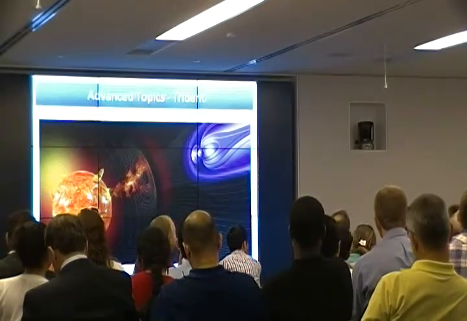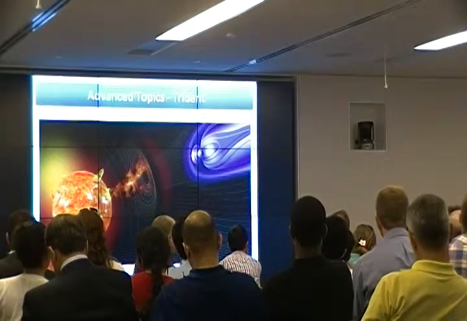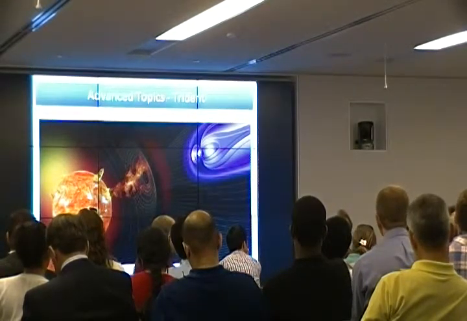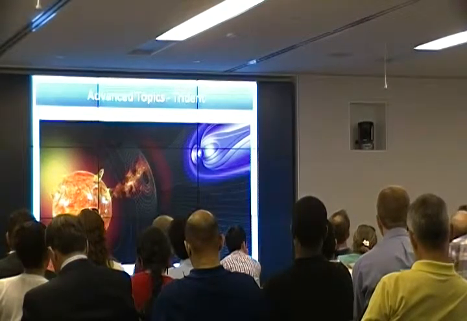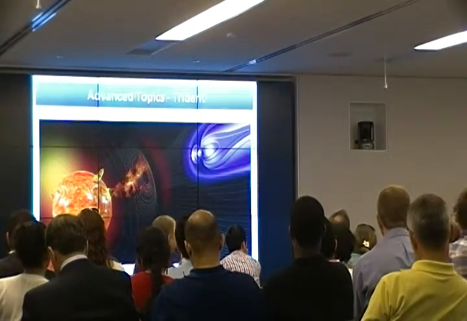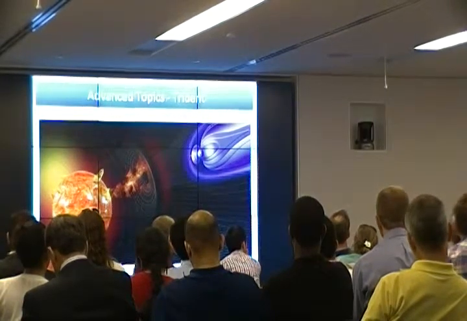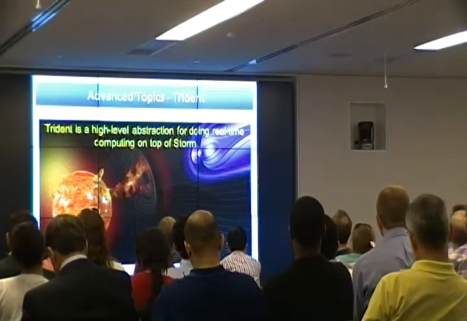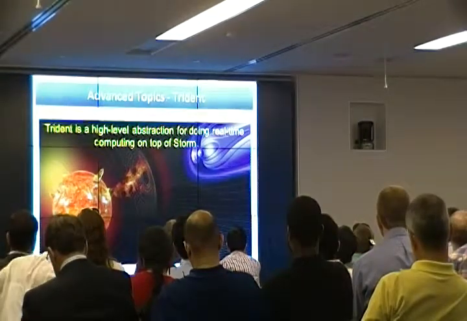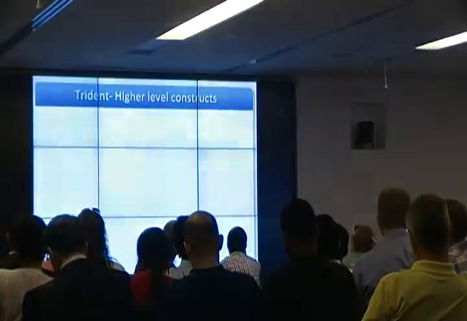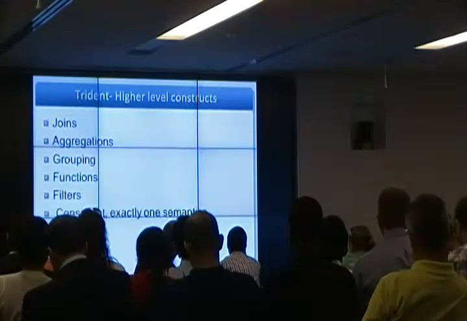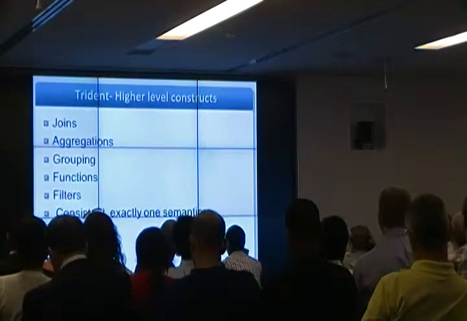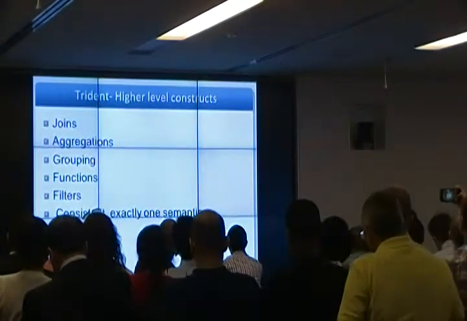Okay, so we did some real-time analytics with these tweets, but it looks like we did too much work for a simple task. So what people in the community built on top of Storm is called Trident. It's a high-level abstraction on top of Storm to do real-time analytics. For example, you can do joins, aggregation, grouping, functions, filters, and it also provides you with exactly-once semantics.